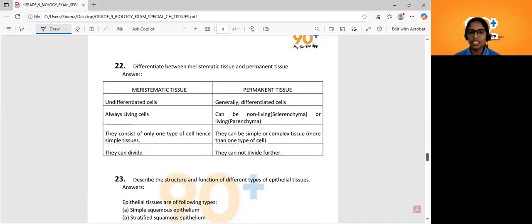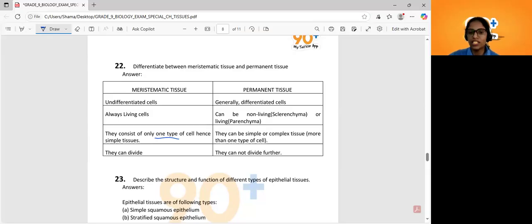And this 22nd question is differentiate between meristematic tissue and permanent tissue. So the answer is: meristematic tissue, they are undifferentiated cells, always living cells, and they consist of only one type of cell, and hence they are simple tissues and they can divide.